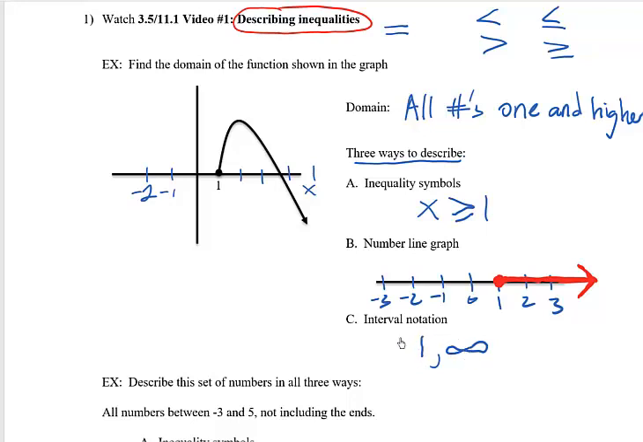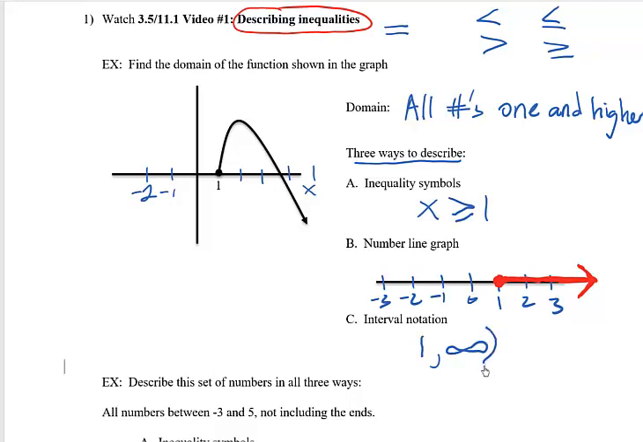Then around the numbers, you either put a set of parentheses or a bracket. Most of the time you use parentheses. You only use a bracket if you have a filled in circle. Infinity does not have a filled in circle.